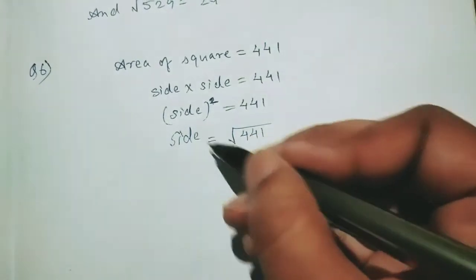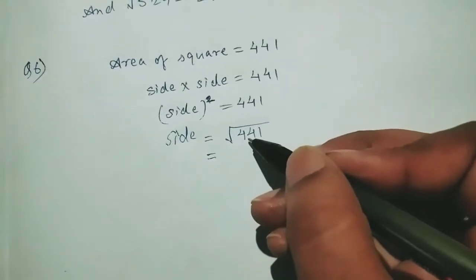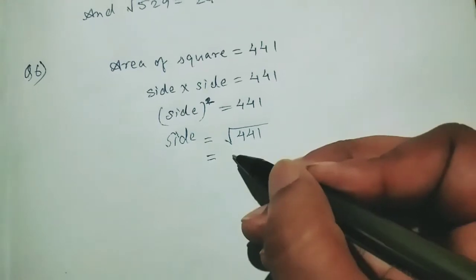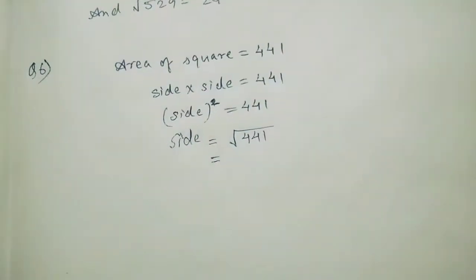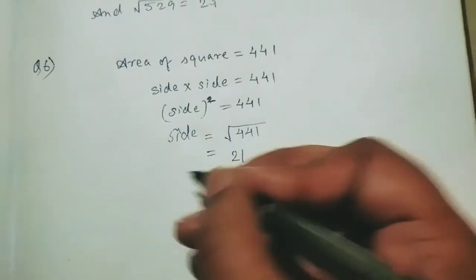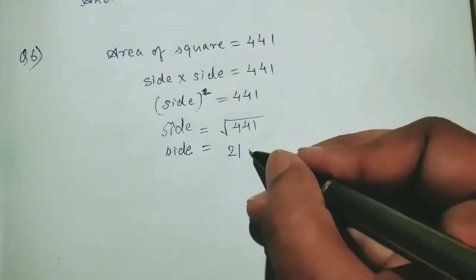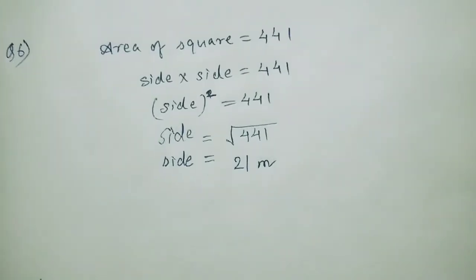Now you will get the value of the side. So side equal to what? The square root of 441, we know, is 21. Right? So we will write here 21. So the side we got is 21. The side of this square we got is 21 meter. Understood? So in this way it's a very easy question.